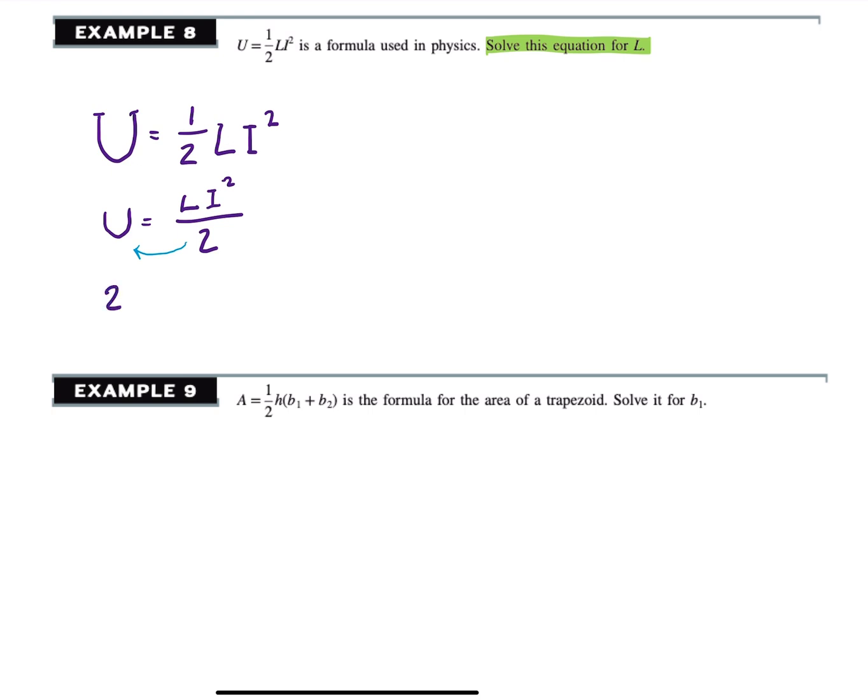So this would be 2u equals L times I squared. We are multiplying both sides. Technically, we could say times 2 over 1 times 2 over 1, and then these 2's cancel.